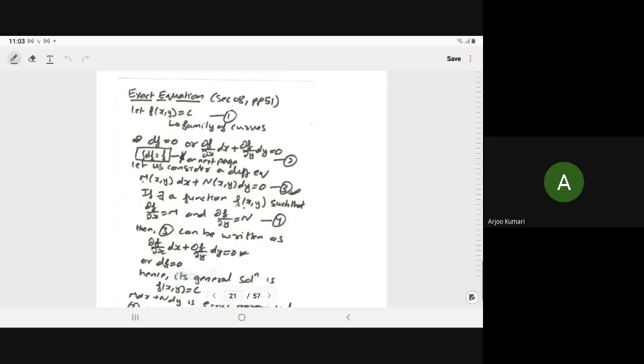In the previous class, I told you that if we have the equation f(x,y) is equal to c, it represents a family of curves. Family of curves means, for example, if we have x square plus y square is equal to a square, it represents a family of circles for the different values of a. If you differentiate it, it will give you df is equal to 0.